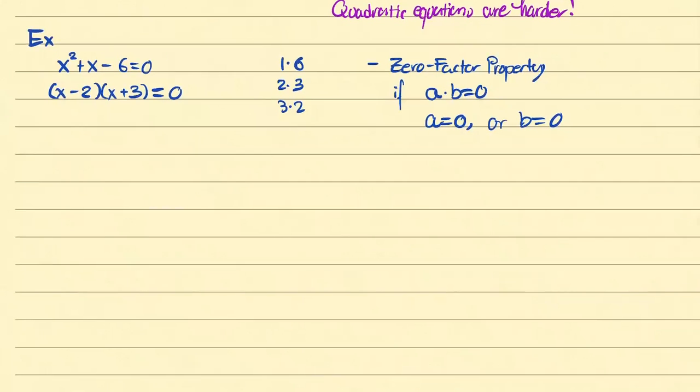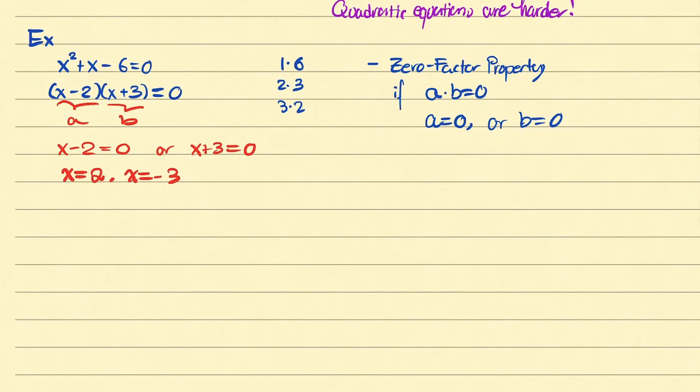So what this factored quadratic equation tells me is, since this is equal to 0, and say I called this a and this b, then a is equal to 0, or b is equal to 0. And this is what provides us the solutions to the quadratic equation. This means x is 2 or x is -3.